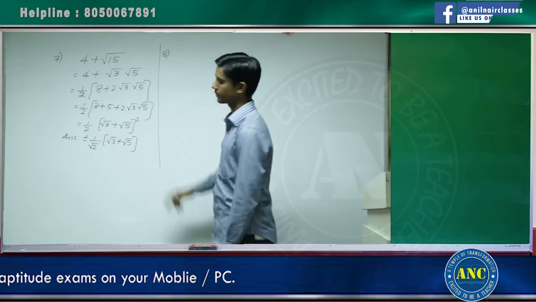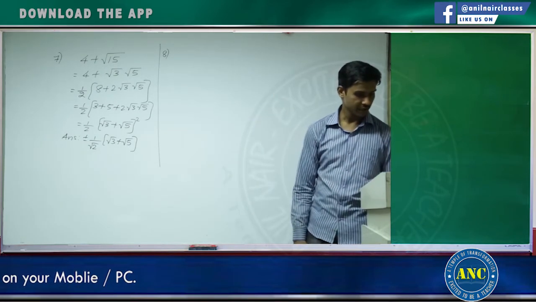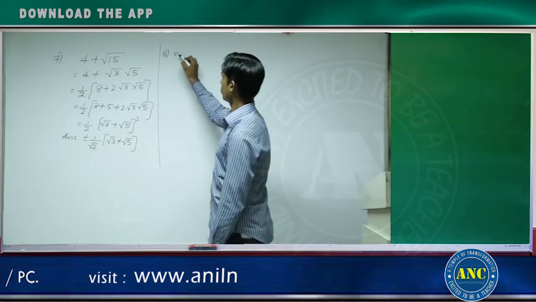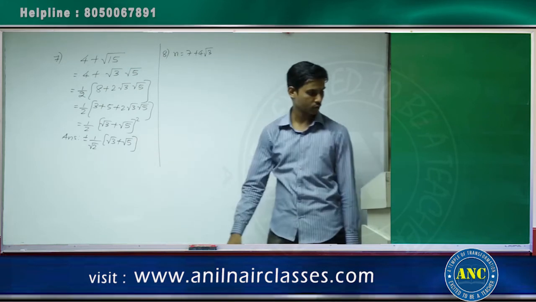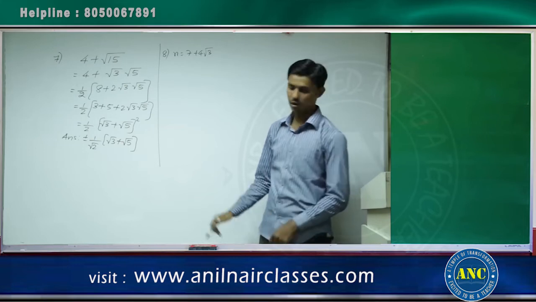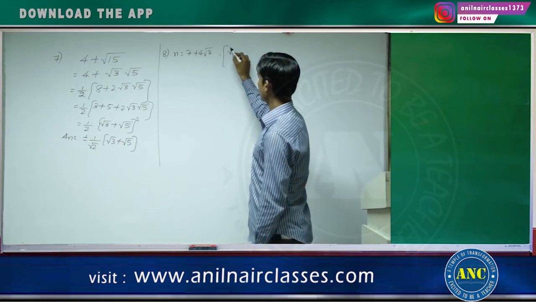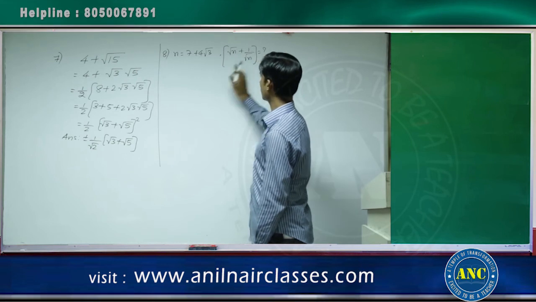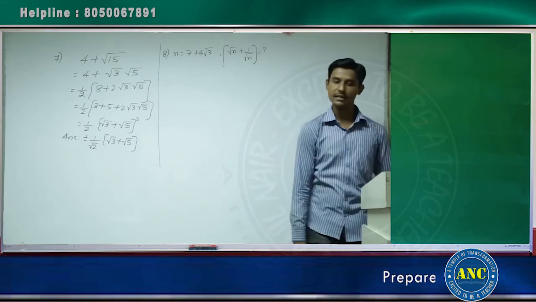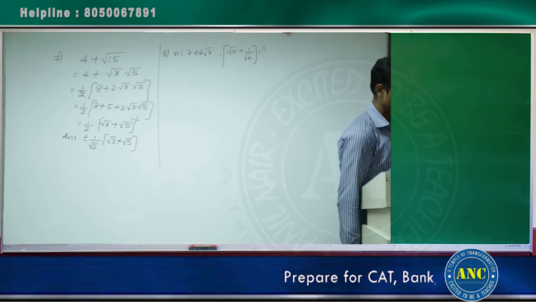Question number 8. Your 8th question is, if n is equal to 7 plus 4 root 3, they are asking the value of root n plus 1 by root n. Please write down the question. n is equal to 7 plus 4 root 3. They are asking root n plus 1 by root n value.